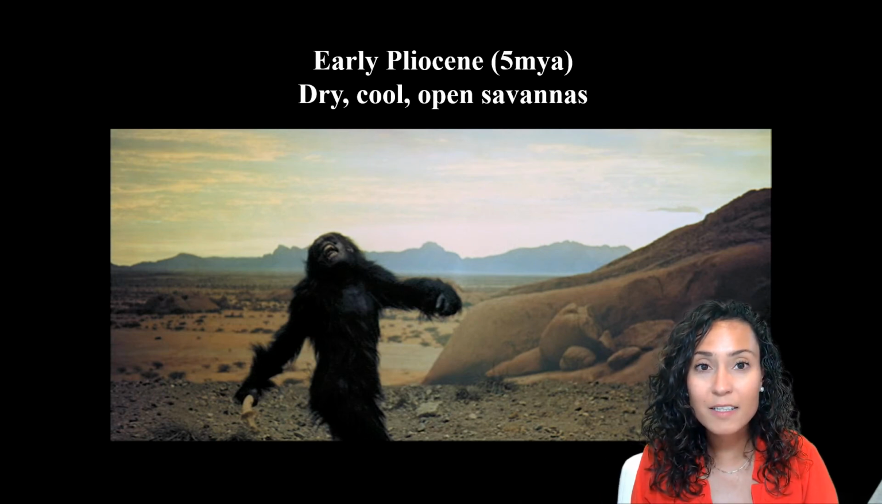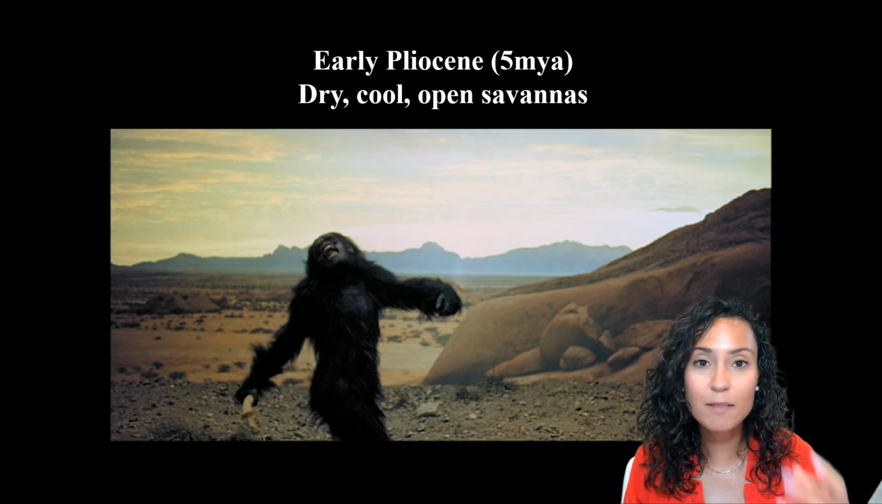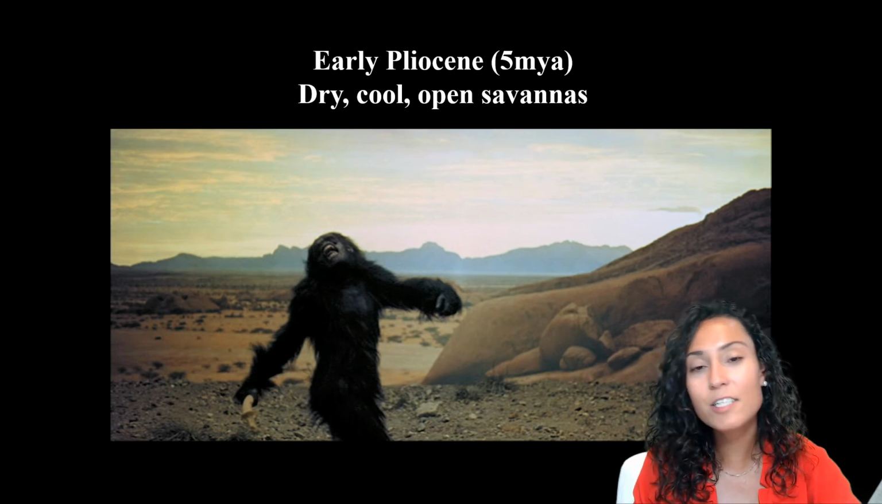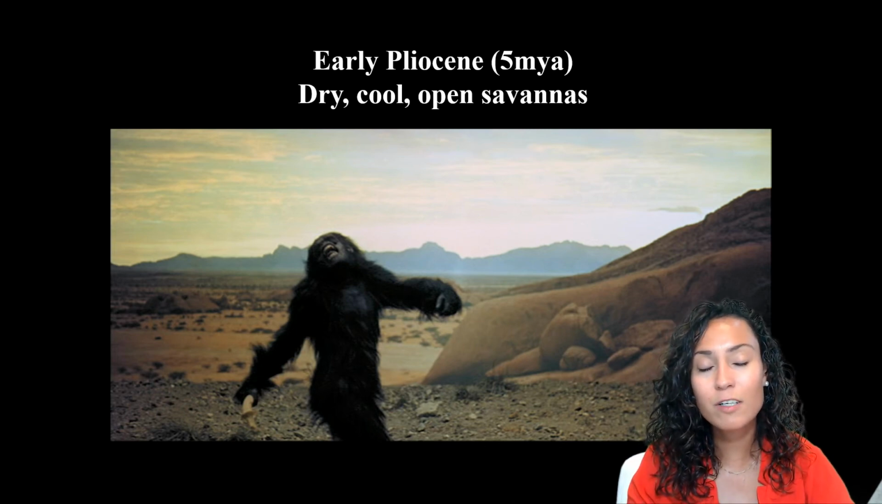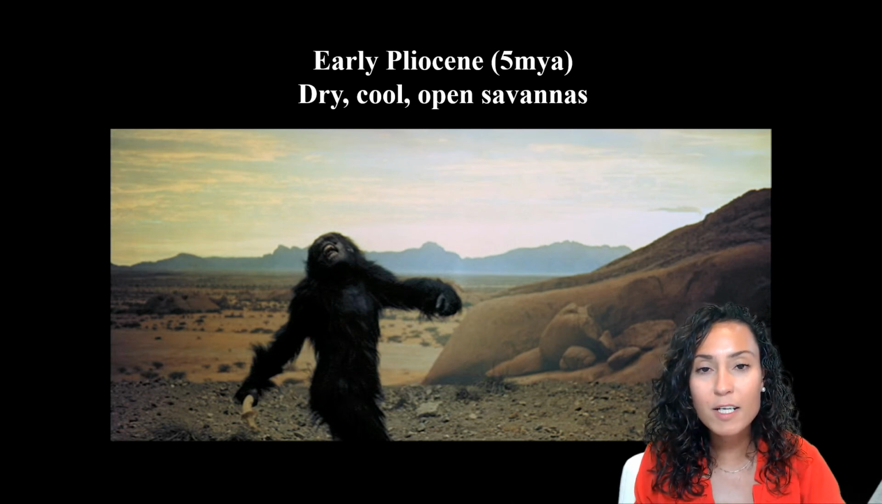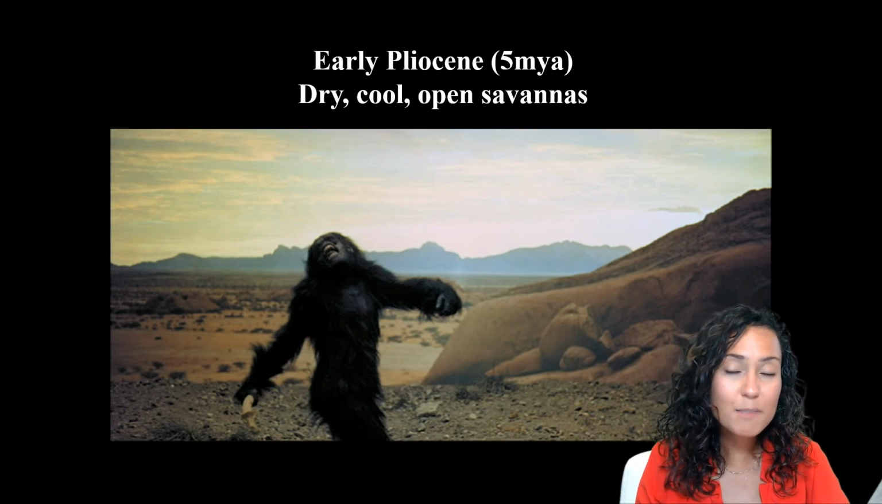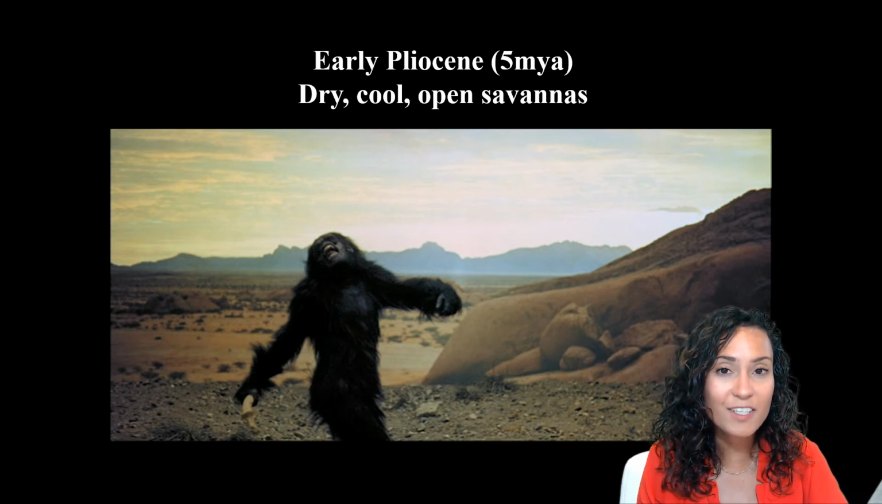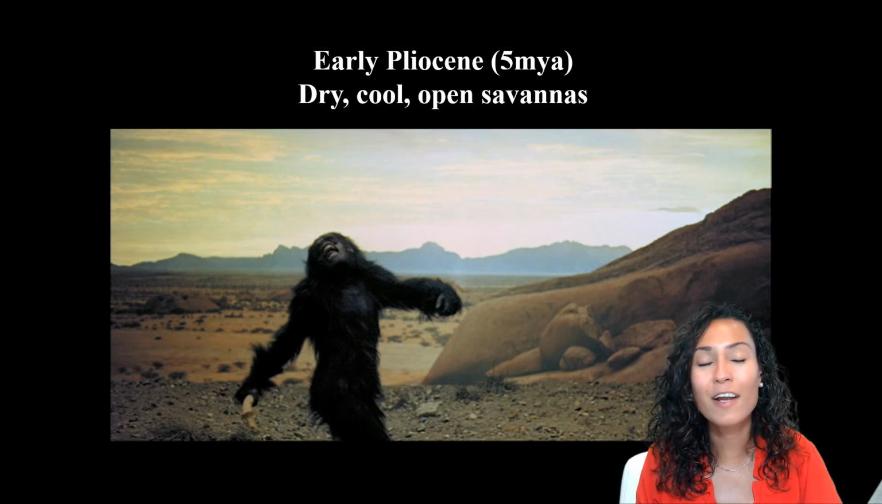So basically, between the Miocene and the Pliocene, we see a dramatic shift in the forest coverage of much of the African savanna area where our early hominin ancestors were living. And this precipitated a need to change the way that our ancestors were moving around and living in this area.